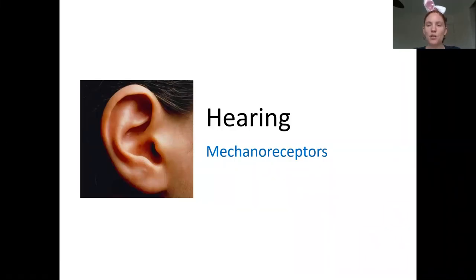Okay, so now we're moving on to hearing. This is the second piece of the second senses lecture. So we're moving on to hearing for now. Hearing is also going to be using mechanoreceptors. In fact, they use the same exact receptors, the hair cells that we just saw with equilibrium. So they're going to behave exactly the same way, where they activate when they are bent.